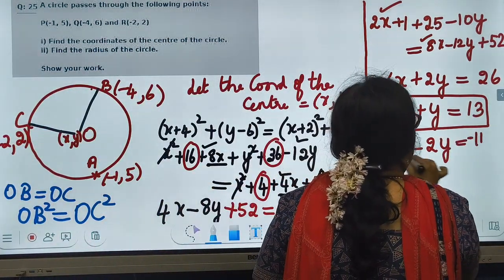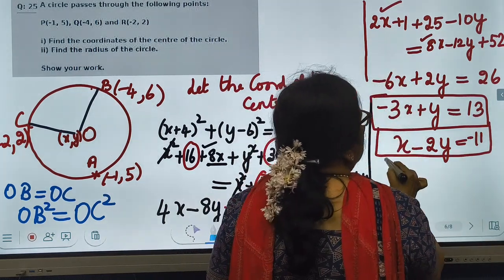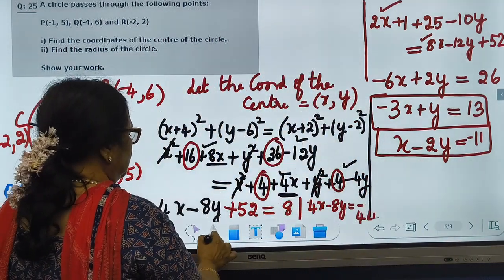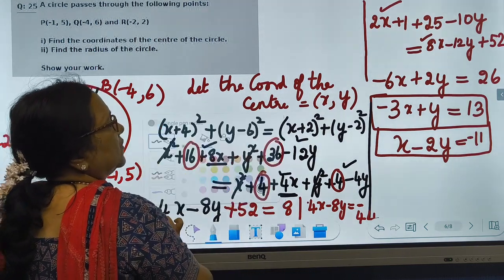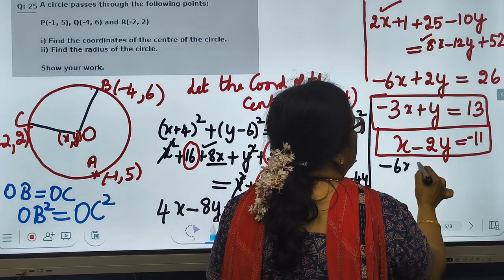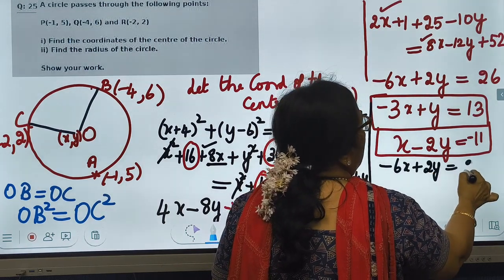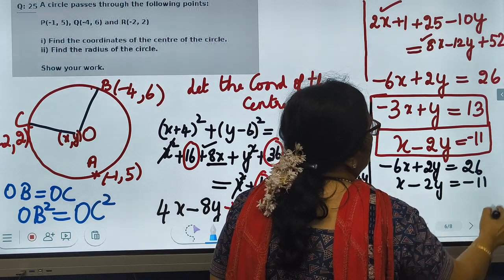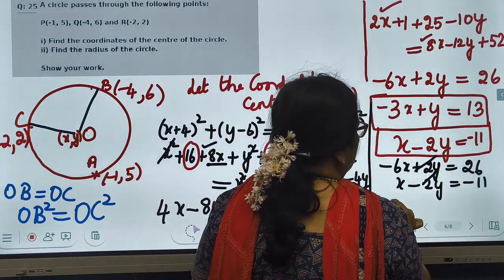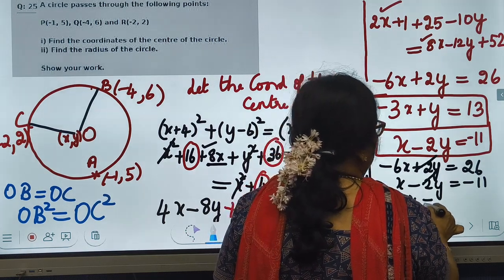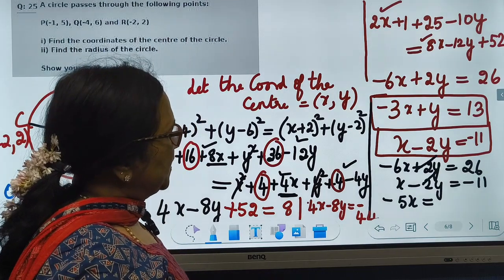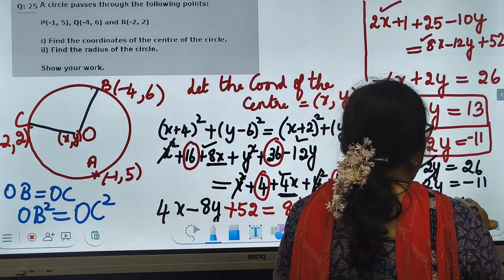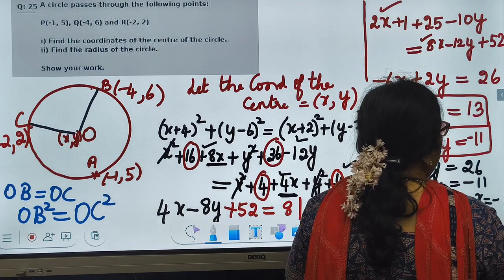Now let us solve these two equations. So first equation is, let me multiply the first equation by 2. Then what will I get? Minus 6x plus 2y equal to 26. Now this you keep it as it is and add. So this 2y gets cancelled. So minus 5x, minus 6x plus x is minus 5x equal to 26 minus 11, which is 15. So x equal to minus 3.